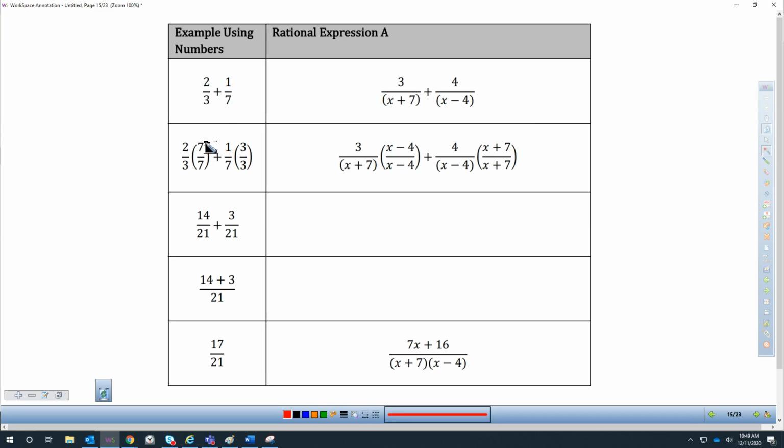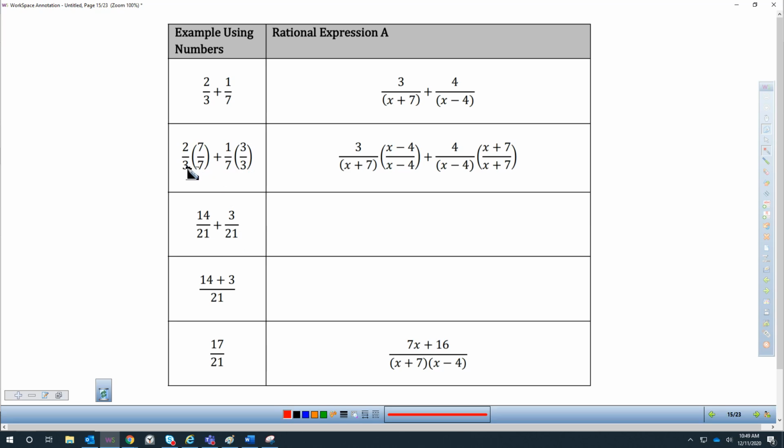The first thing they did is they multiplied the 2/3 by 7/7, and then they multiplied the 1/7 by 3/3. What they're trying to do there is, in order to add two rational numbers together, the denominators have to be equal. Since 3 and 7 weren't equal, we can make them equal by multiplying 3 by 7 and multiplying 7 by 3. They'll both be 21. You can see that in this next step here.